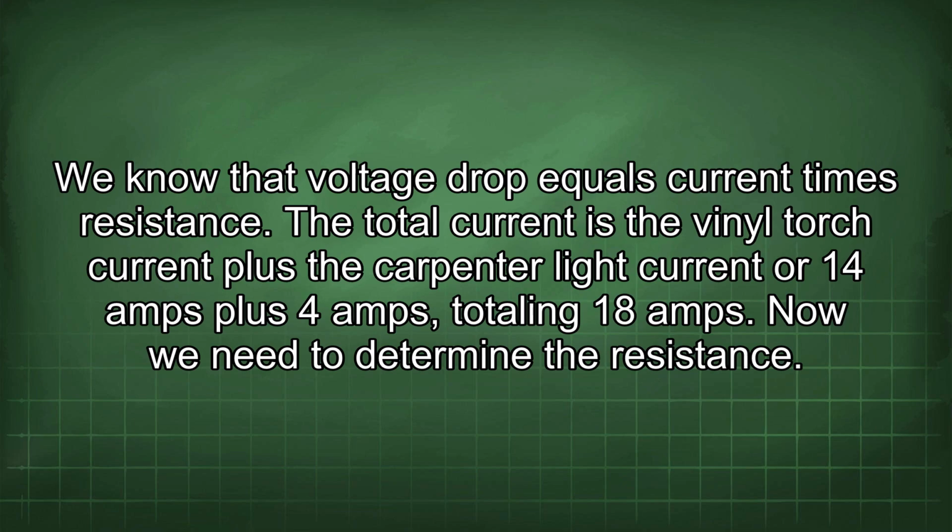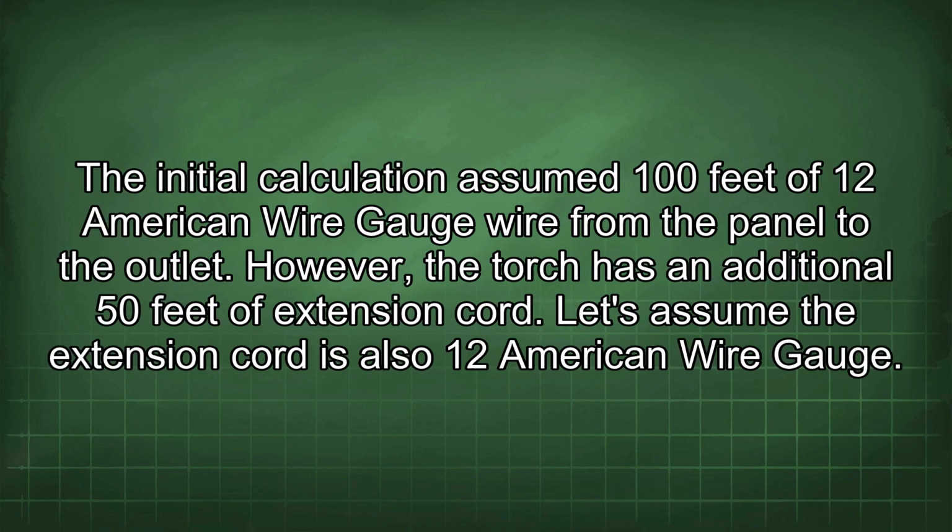The total current is the vinyl torch current plus the carpenter light current, or 14 amps plus 4 amps, totaling 18 amps. Now we need to determine the resistance. The initial calculation assumed 100 feet of 12 American wire gauge wire from the panel to the outlet. However, the torch has an additional 50 feet of extension cord.